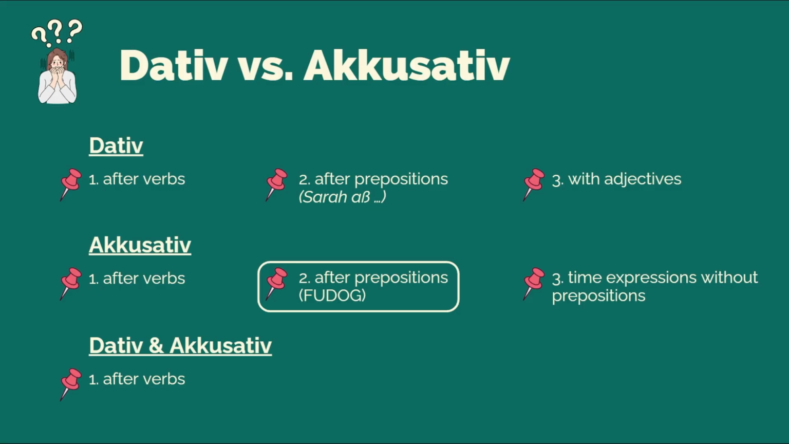So the next item on my list is accusative after prepositions. And here we have the little trick, the mnemonic device foo dog, which you might have heard before. Every teacher, every course book teaches you foo dog. So this stands for the 5 important accusative prepositions. Now, some of them are not super common, and also they're fewer in number compared to the dative prepositions. Sarah aß nachts Vollkornbrot mit Zucker.